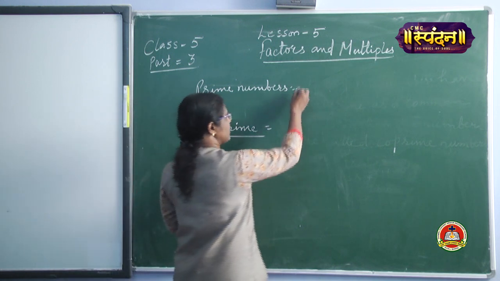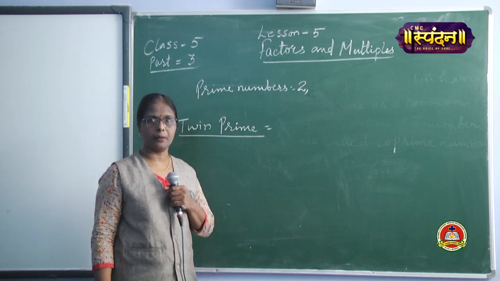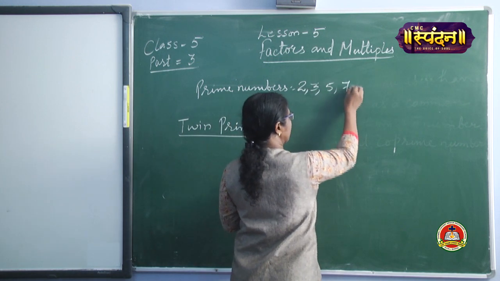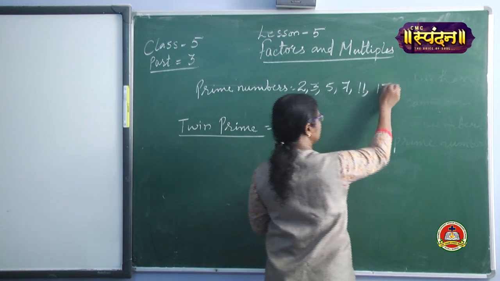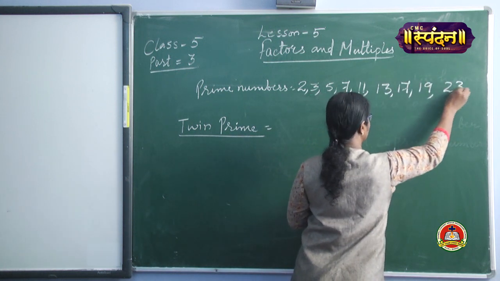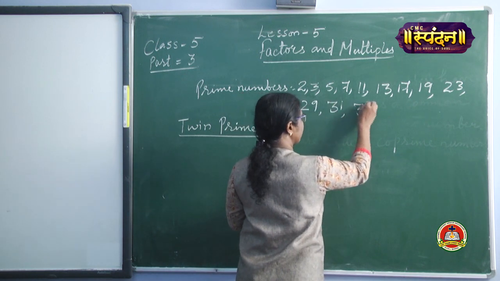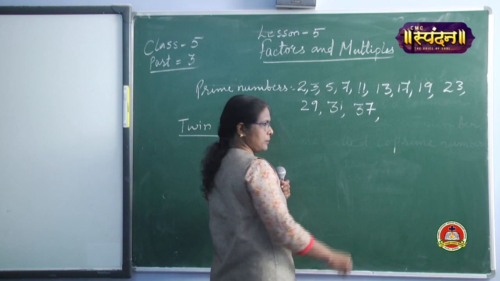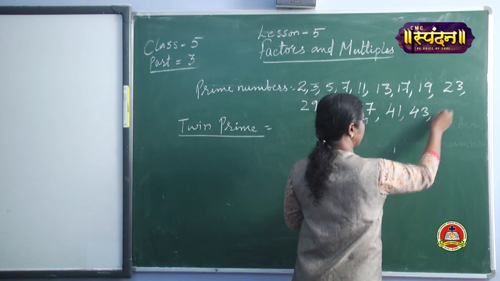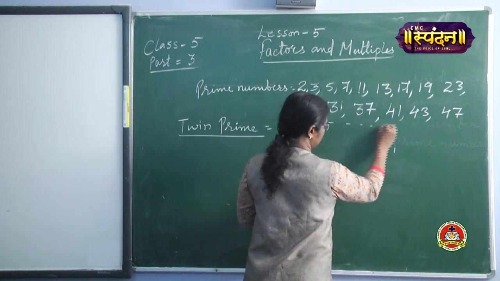The first prime number is 2. The 2 is the only even prime number. After that you have 3, 5, 7, 11, 13, 17, 19, 23, 29, 31, 37. These all are prime numbers. Then after 37 we have 41, 43, 47. These all are prime numbers.